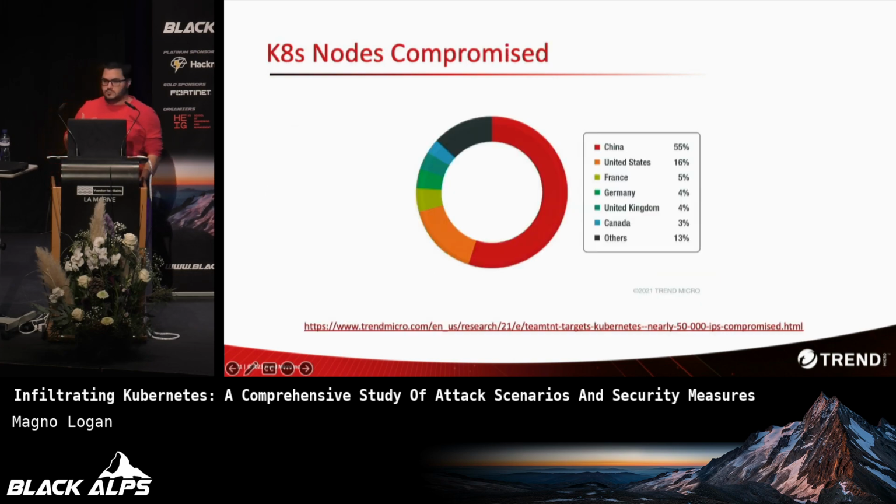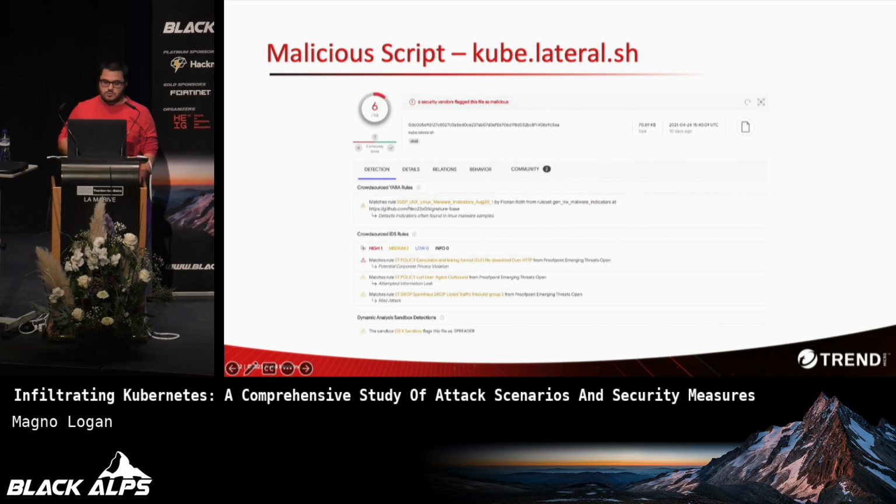Most of these nodes, most of these servers inside the Kubernetes clusters, were exposed in China, more than half of them, a few in the United States, 5% in France, and 4% in Germany, and so on and so forth. So you can see that there are a lot of exposed or vulnerable Kubernetes clusters in China. The shell script that we analyzed was called kube.lateral.sh. The first time we analyzed it, we submitted it to VirusTotal. It only had 6 detections.